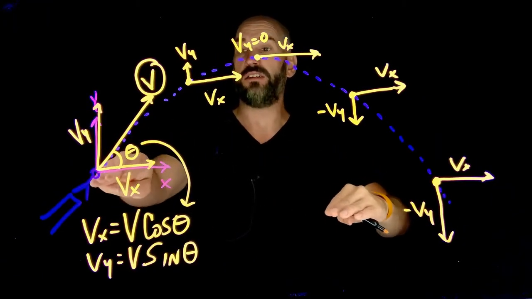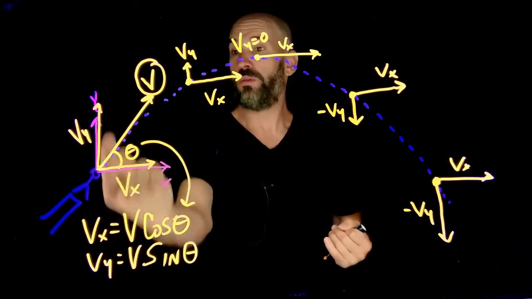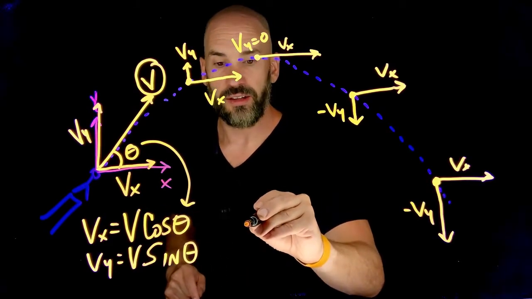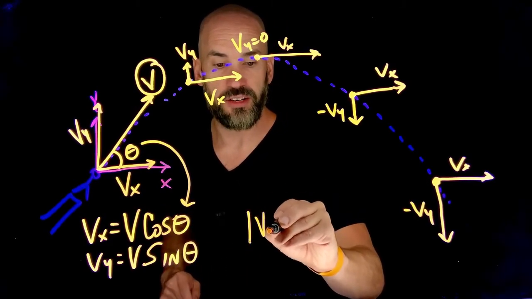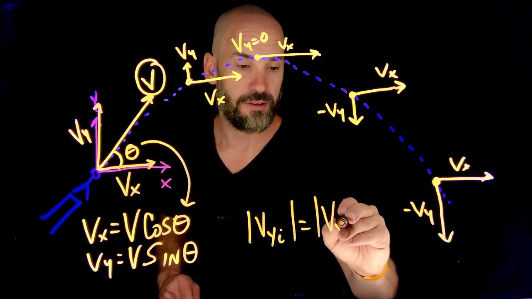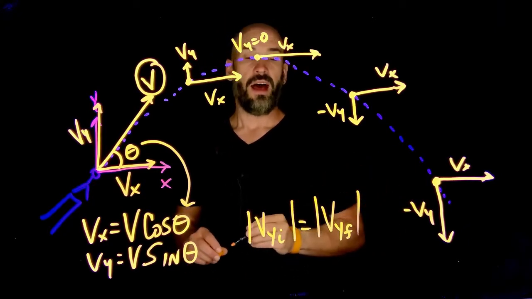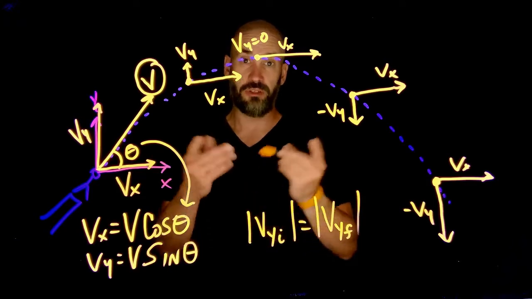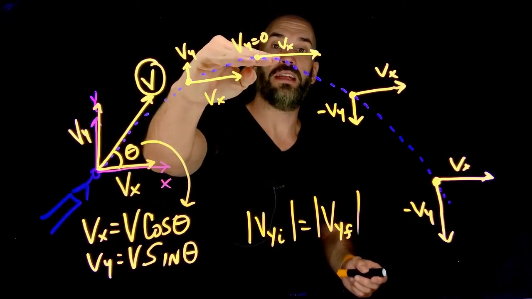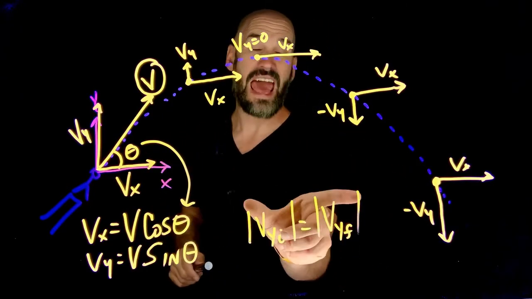If this guy launches and lands at the same height, the Vy component positive here must equal the Vy component here negative. So the magnitude of your initial Vy must equal the magnitude of your final Vy, although this will be negative. The reason for that is symmetry. If gravity is slowing it down for exactly this long, then gravity is going to be accelerating it downwards for exactly that same amount of time. So these have to be equal.